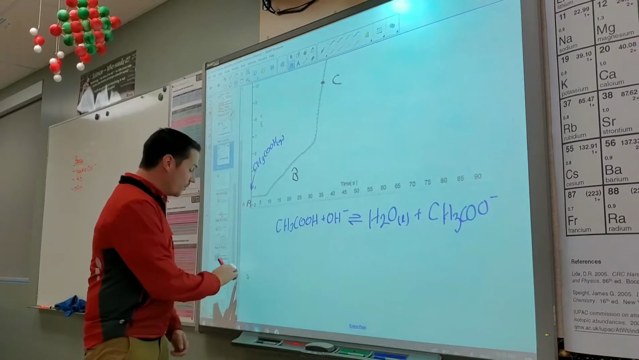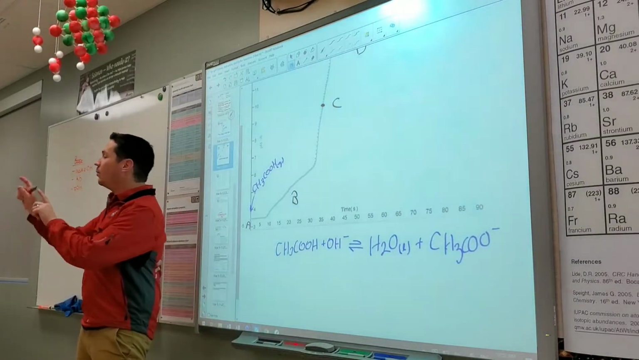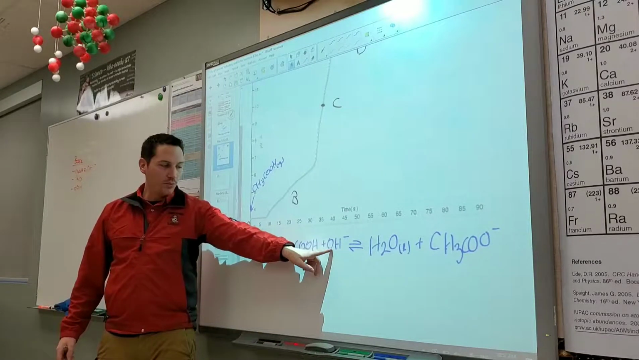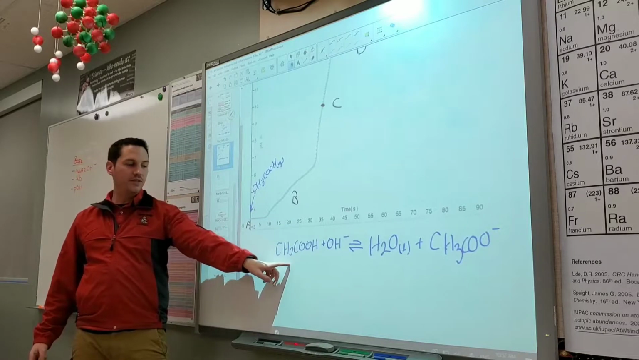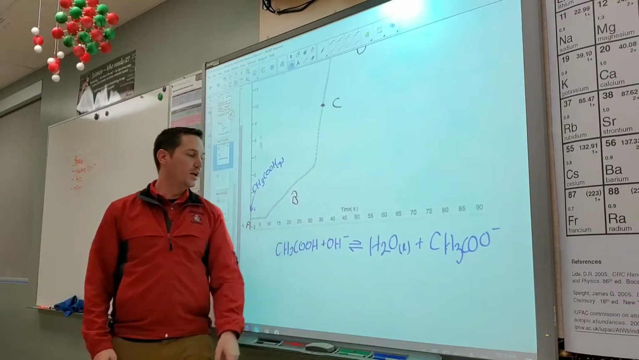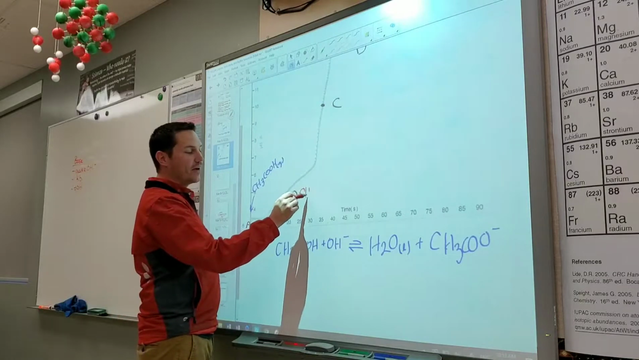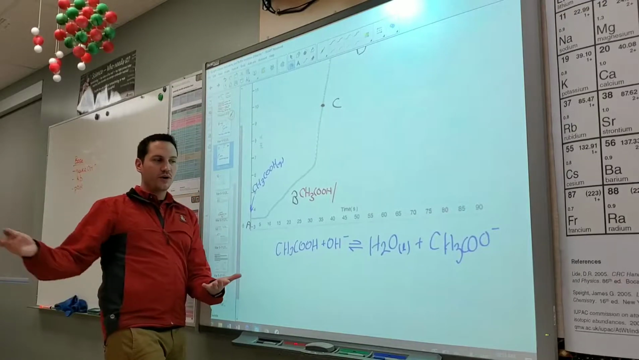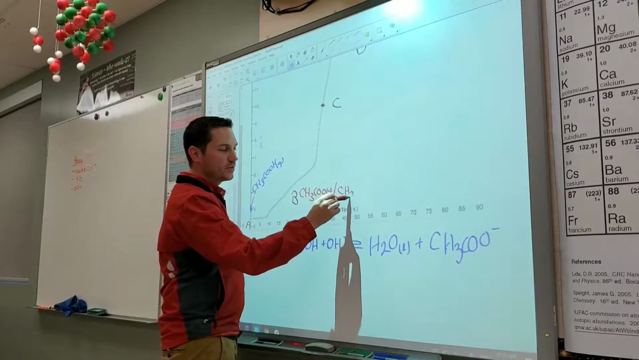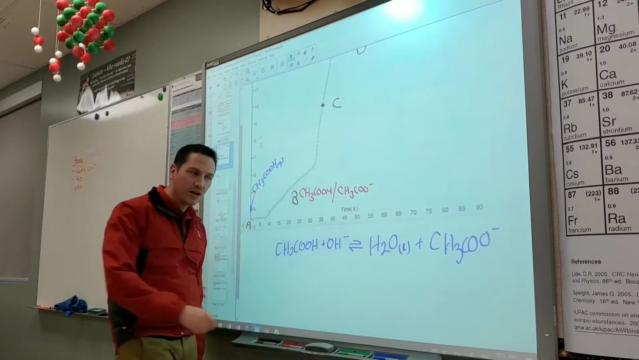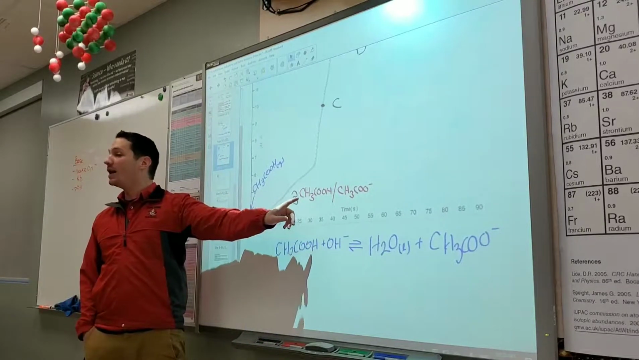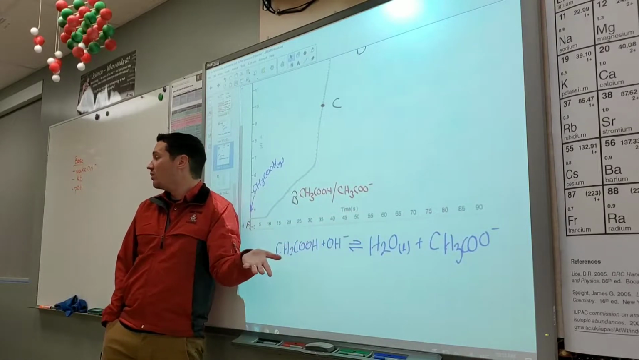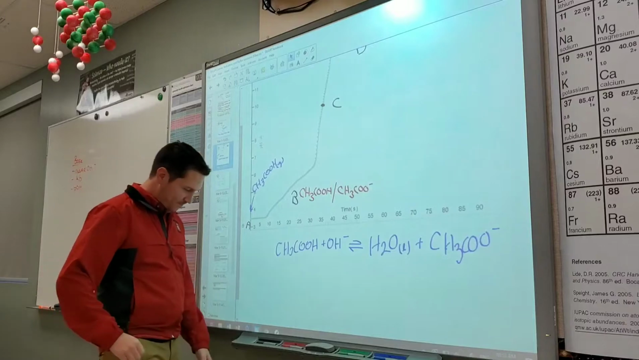Okay, so when we just add a little bit of hydroxide, a little bit of the hydroxide reacts with a little bit of the acetic acid to make a little bit of acetate. So at B, we still have some acetic acid left over, right? We haven't reacted all of it, but now we've got this interesting combination of weak acid and its conjugate base. That's always what it is for a titration like this.